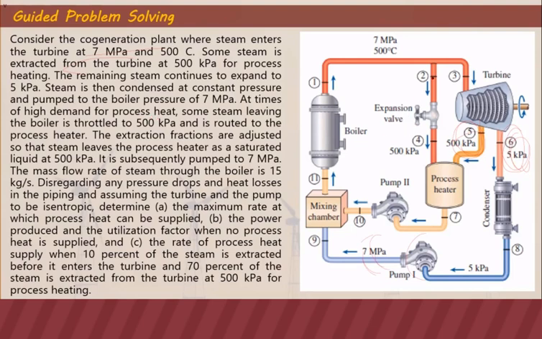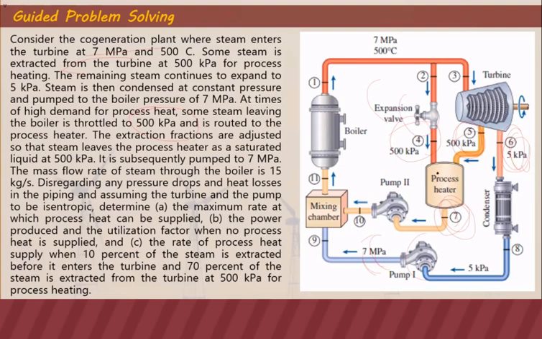This is where we can adjust the quantity of the steam that we use for the process heater. Some quantity of steam is extracted at 500 kPa using the valve here. That's why we have 2 to 4. The extraction is adjusted so that the steam leaves the process heater as saturated liquid at 500 kPa. So it leaves at point 7 as a saturated liquid at the same pressure.